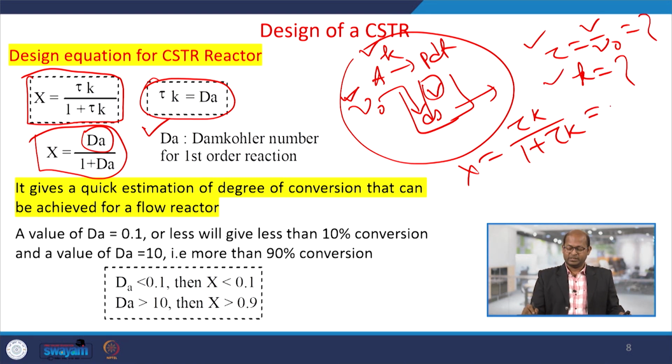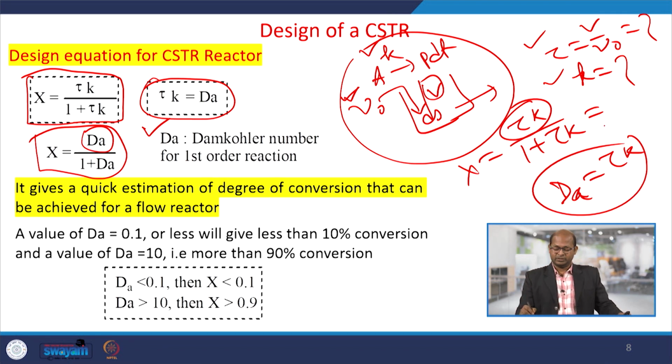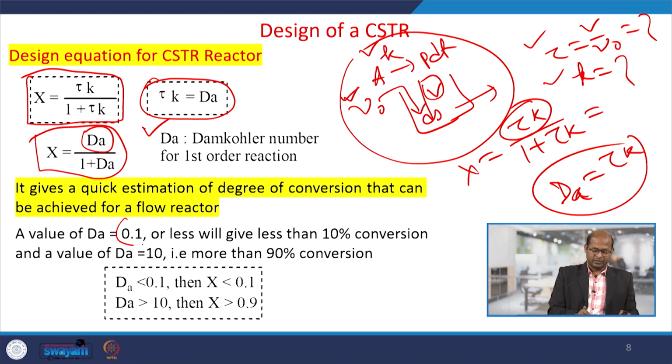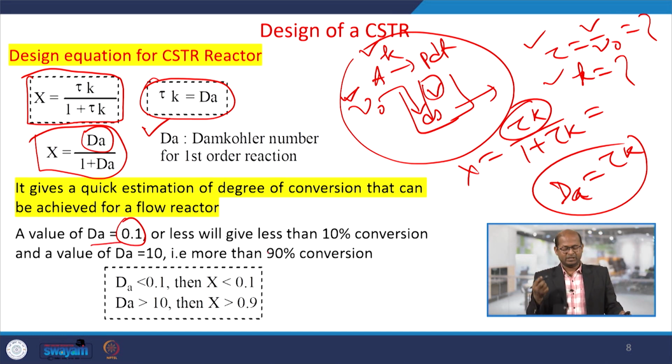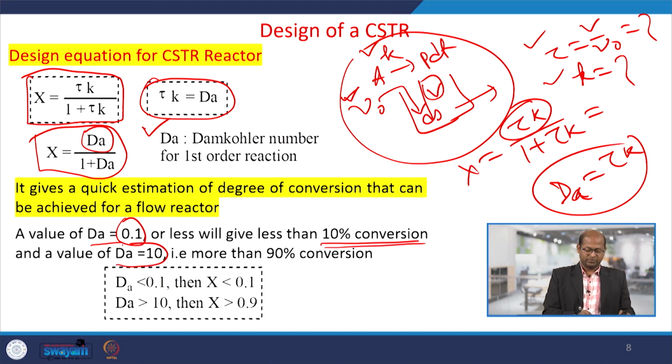So, if these values are known, we can say what the conversion would be from this tau k, the Da value. So, Da means the Damköhler number. Let us say if its value of Da is 0.1, it indicates a very small value, then the conversion is very low. If the Da value is 10 or more than that, then 90% conversion is possible.